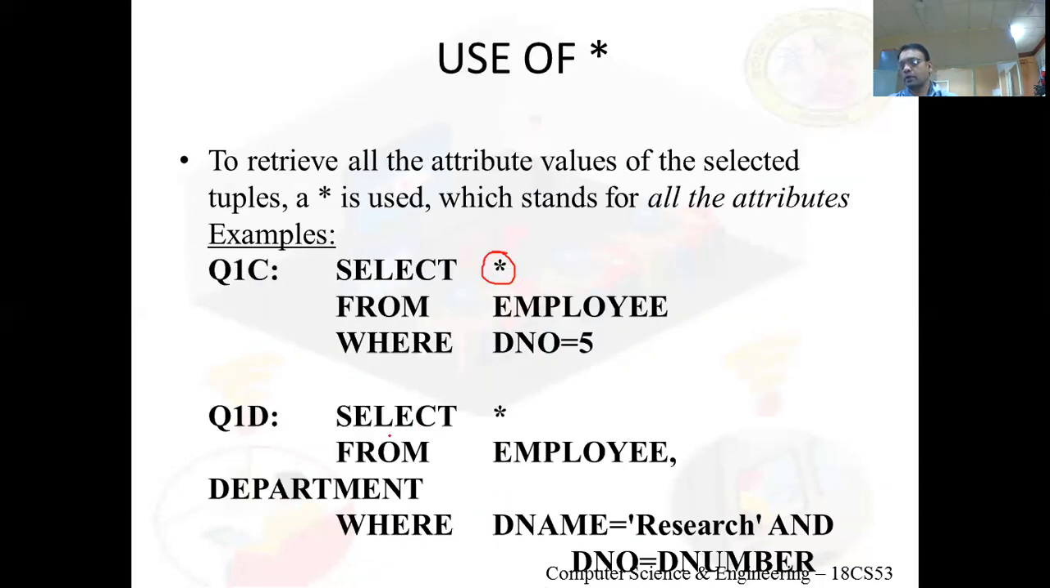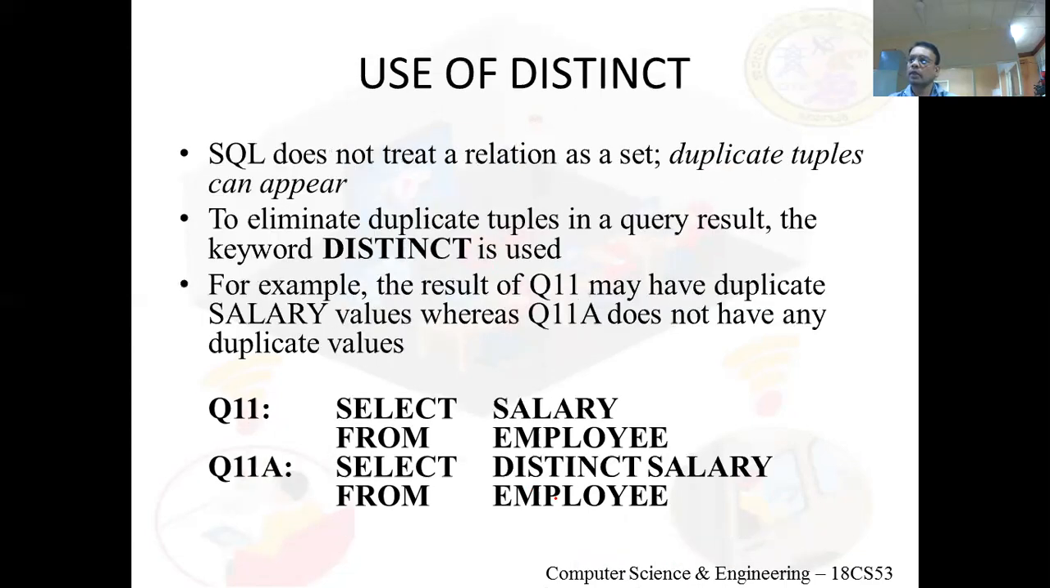Use of star. And we have one more, select star from employee, department. Here we are joining two tables, and the filter condition is the research department, and department number is equal to employee.department number. Use of distinct, as I already told, to eliminate the duplicate tuples in the structured query language result, we use the distinct keyword.